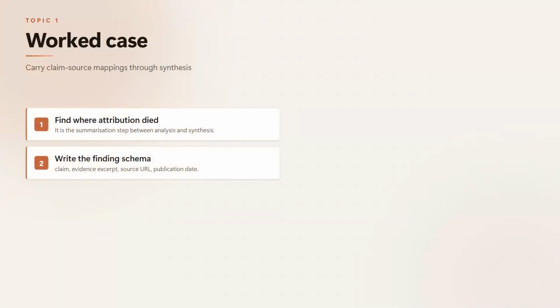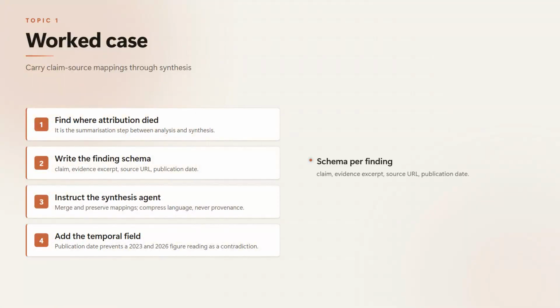Take a pipeline where subagents analyze market data and a synthesis agent produces a final report. The report reads well but has no citations. Trace the failure. The subagents included sources in their prose, but the synthesis step summarized those findings, compressing the text and dropping the claim source links. The fix is to require each subagent to output a structured object per finding, the claim itself, a verbatim evidence excerpt, the source URL, and the publication date. Then instruct the synthesis agent to merge these objects into the final report. It may rewrite the claim for clarity, but it must preserve the excerpt, URL, and date exactly.